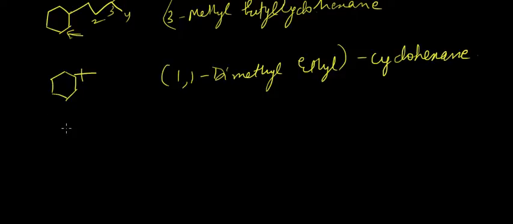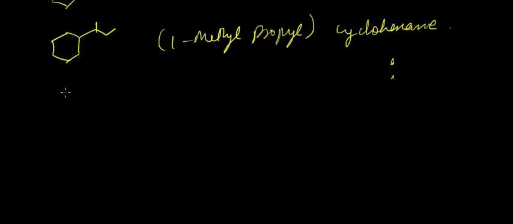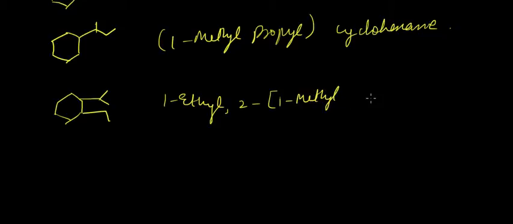Okay, so if you have something like this, the IUPAC name would be 1-methyl propyl cyclohexane. If we have something like this, then its name would be 1-ethyl 2-(1-methyl ethyl) cyclohexane.